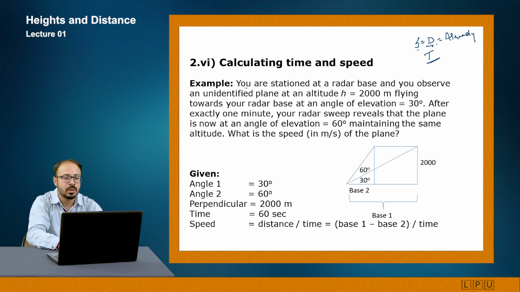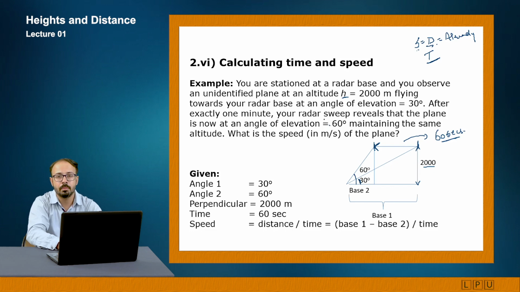So let's do this. You are stationed at a radar base and you observed an unidentified plane at an altitude of 2000 meter. So this is an unidentified plane at 2000 meter flying height, towards your radar base at an angle of elevation 30 degree. It is moving this way. After exactly 1 minute, so from this position to this they have taken 60 seconds, the angle becomes 60 degree. At that point the angle of elevation is 60 degree.